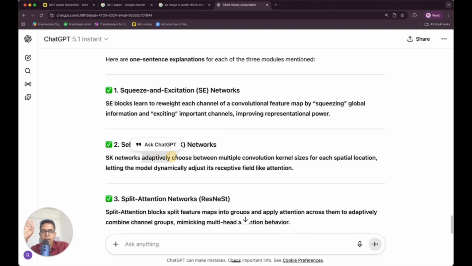Selective kernel: adaptively choose between multiple convolution kernel sizes for each spatial location, letting the model dynamically adjust its receptive field like attention. Interesting. We might have seen something or a variant of this in the UNet paper. We haven't discussed the UNet paper in this series at all, but in another lecture series we had discussed UNet. But it's not adaptive or anything. It's just, yeah, they have different convolution filters to look at more fine-grained features and more coarse features.